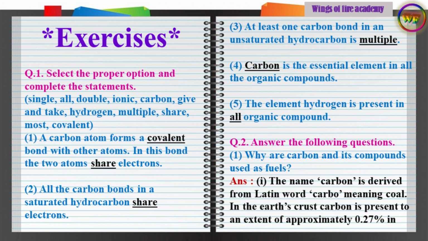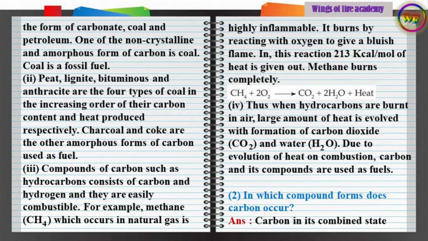Question 2. Answer the following questions. 1. Why are carbon and its compounds used as fuels? Answer. 1. The name carbon is derived from the Latin word carbo meaning coal. In the Earth's crust, carbon is present to an extent of approximately 0.27% in the form of carbonate, coal and petroleum.